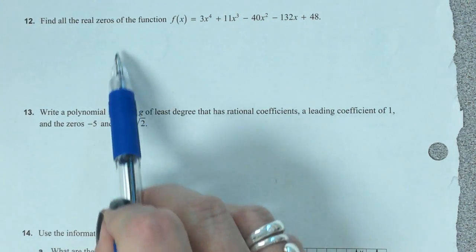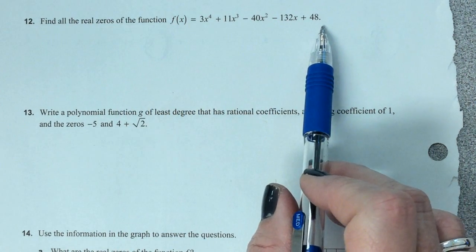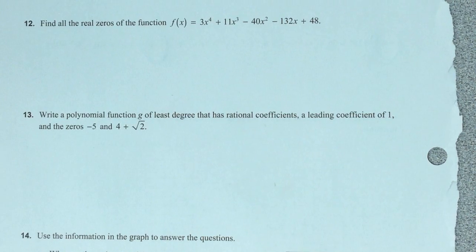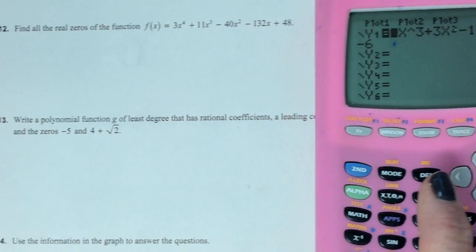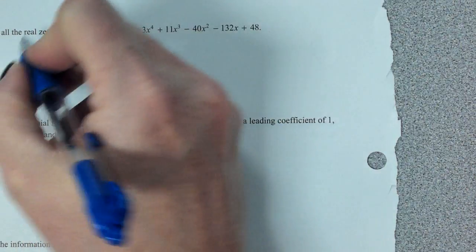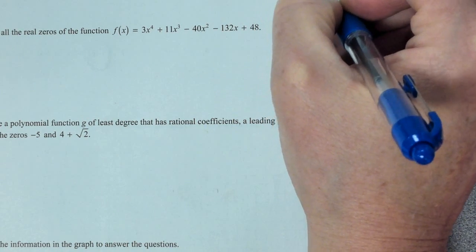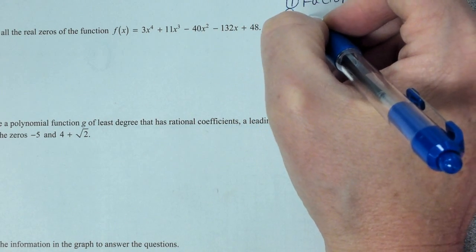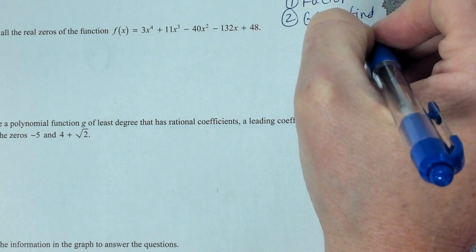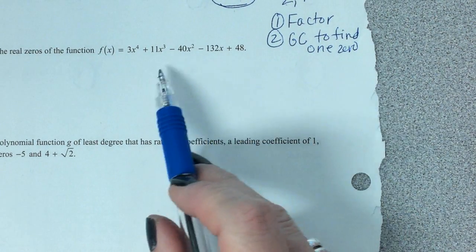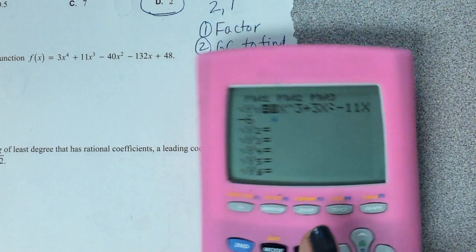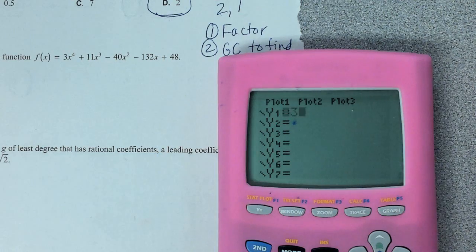Okay, so now let's go down to number 12. This one's a little more challenging. It says to find all the zeros of this function. We could write out all of the possibilities, but that's not really going to help us. I mean, then we'd have to go through and check them all. Not great. So we want to see if we can factor. So here's kind of our process when we're trying to find real zeros. First, we try to factor. And if we can't factor, then we're going to use our graphing calculator to find one 0. So I can't factor this. There's no grouping that's going to work or anything. So we're just going to have to type it in. So go to your calculator, type that whole thing in.